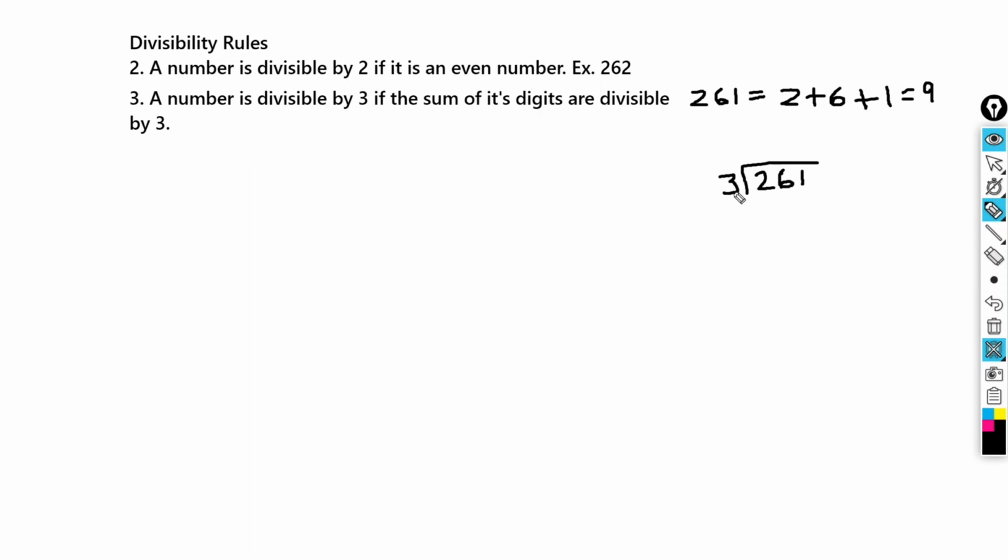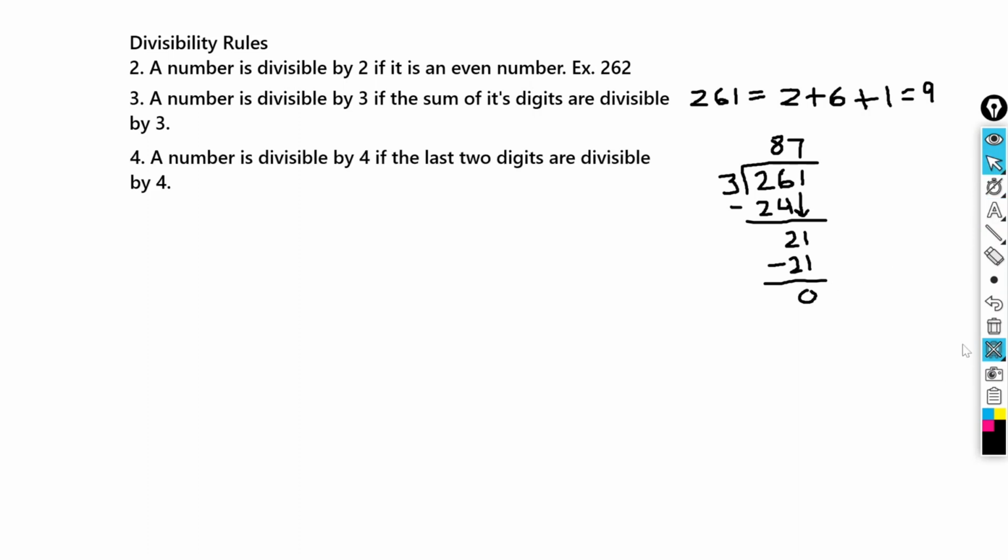261. 3 goes into 26 8 times. We have 24. 26 minus 24 is 2. And bring down the 1. 3 goes into 21 7 times. So we subtract 21, and we get 0. So remainder of 0. So 261 is divisible by 3. All right, so let's get to divisibility by 4.